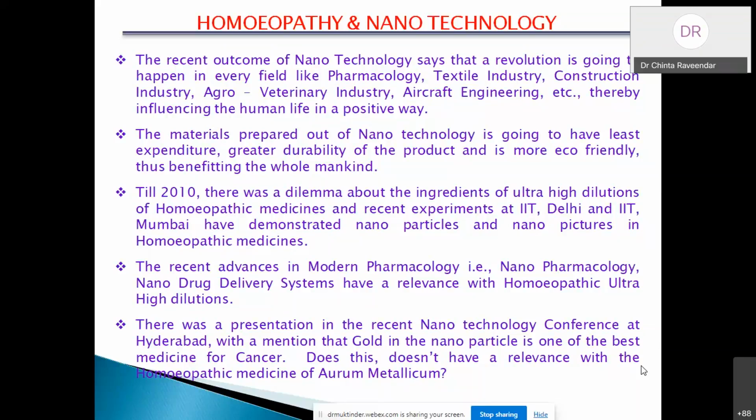There was a presentation at the recent nanotechnology conference at Hyderabad with a mention that gold in nanoparticle form is one of the best medicines for cancer. Doesn't that have a relevance with the homeopathic medicine Aurum metallicum? Next.